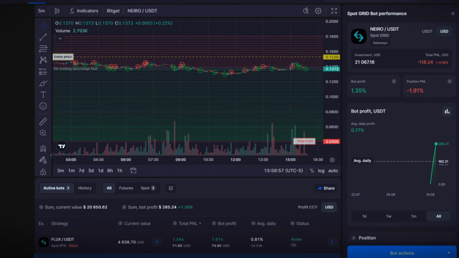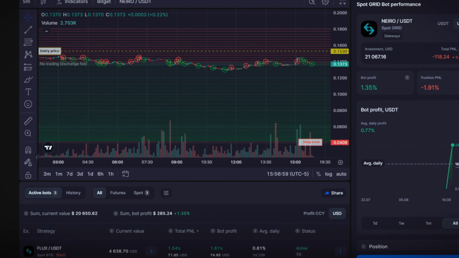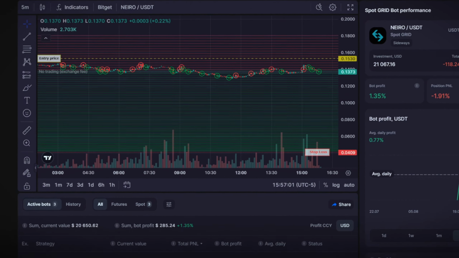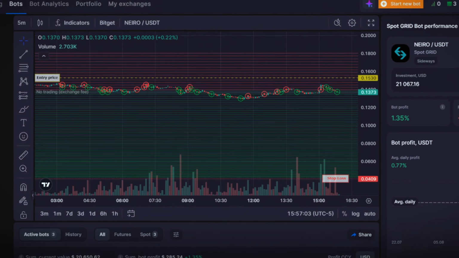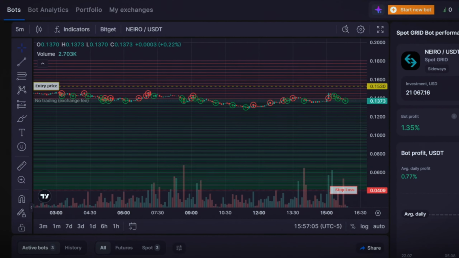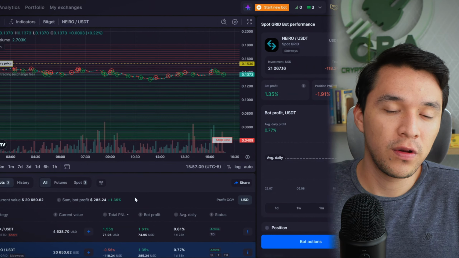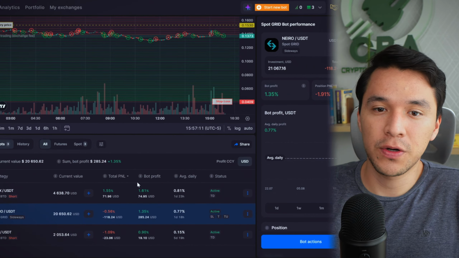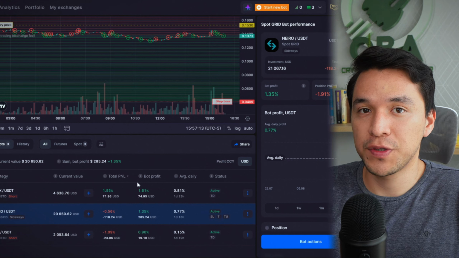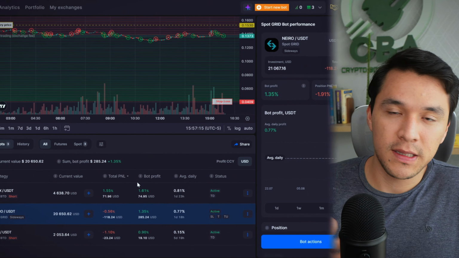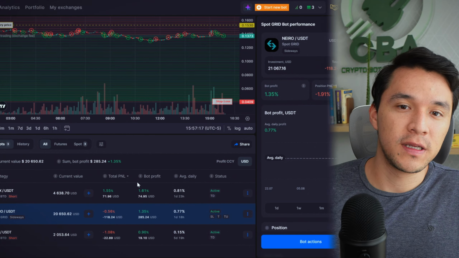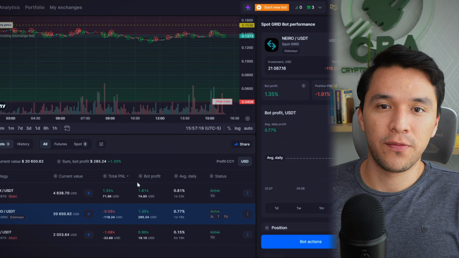All right, so we're looking right now at my Bitsgap account, and the first thing I want to show you is how the Gridbot actually works. So for instance, I have this Gridbot right now running with about $21,000 and it's currently making 0.77% a day. The PNL, it's slightly negative at 0.56%, but I want to show you something.